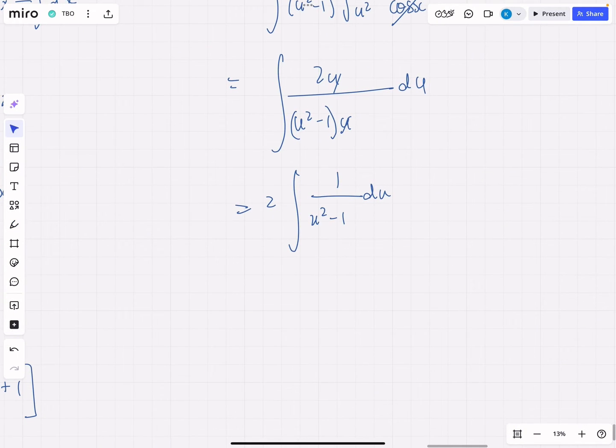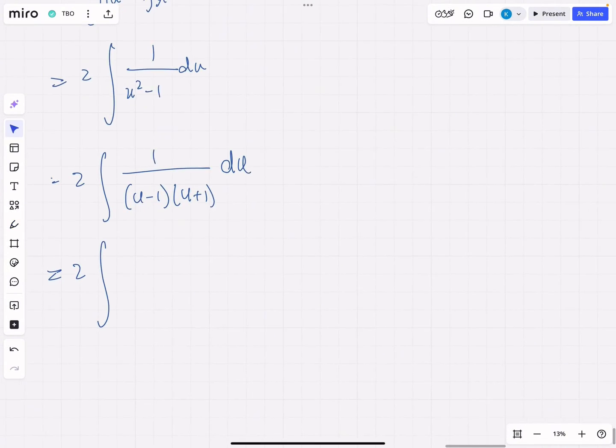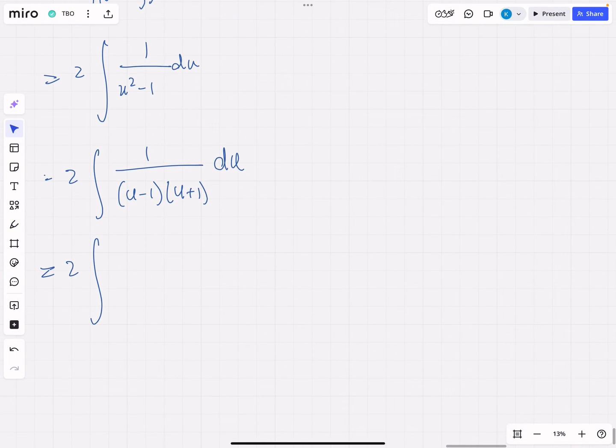I notice this is a difference of 2 squares. So I invoke partial fractions, sorry. Well, I know it's going to be something over u minus 1, u plus 1.